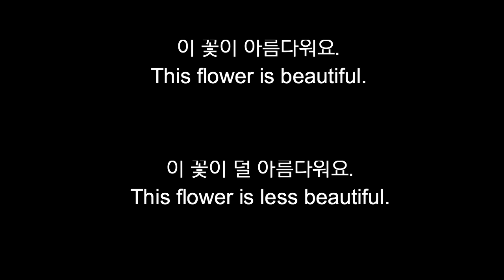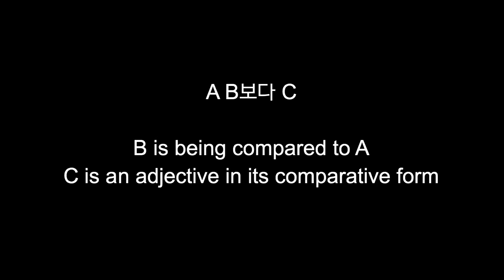How do we say something like the dog is bigger than the cat? Well, you need to know this formula. A, B plus 보다, C. In this formula, B is being compared to A. B is less desired. C is the adjective in its comparative form, i.e. the adjective with 더 or 덜 before it.